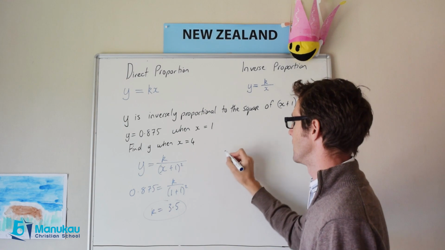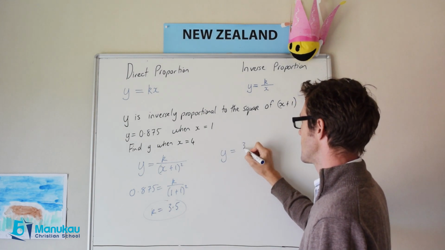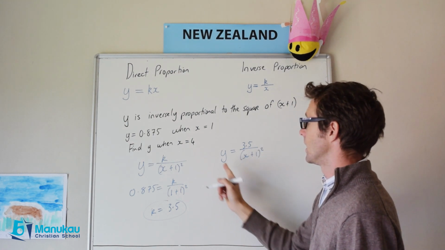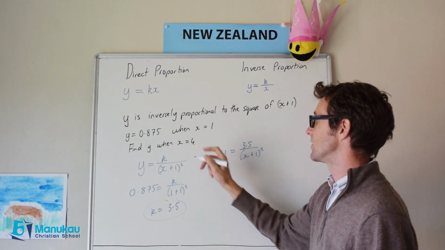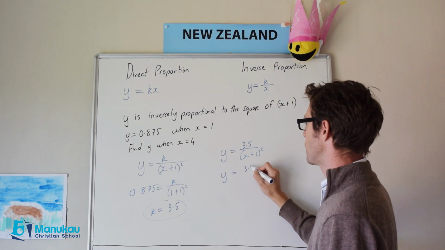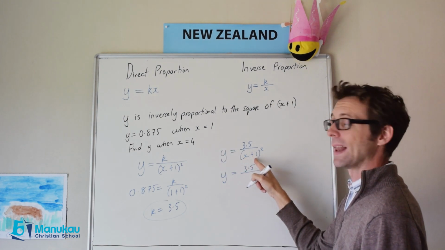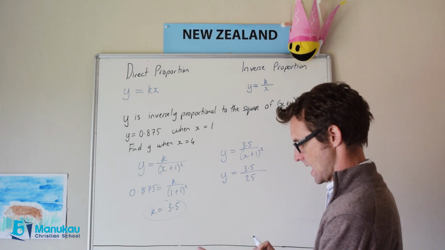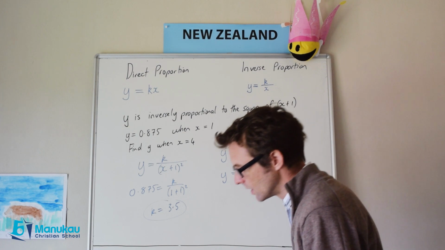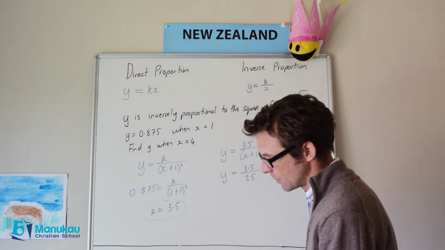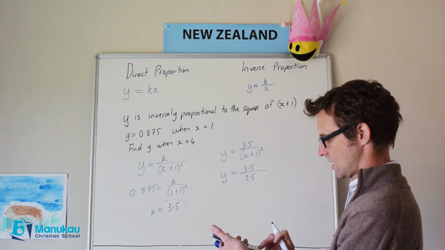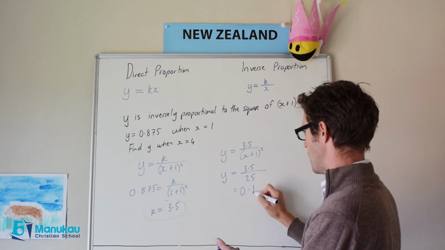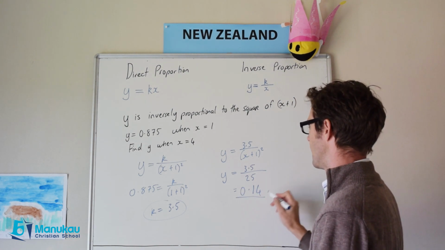We're going to insert this k value. Y is equal to 3.5 over x plus 1 all squared. Find y when x is equal to 4. So y is equal to 3.5 all over 4 plus 1, which is 5 squared, over 25. And we could probably leave it there unless the question gives us any information. It doesn't say anything about how many decimal places. So maybe we'll just chuck it in the calculator, and we're going to get 7 over 50. So that is 0.14, and that will be our final answer for that.